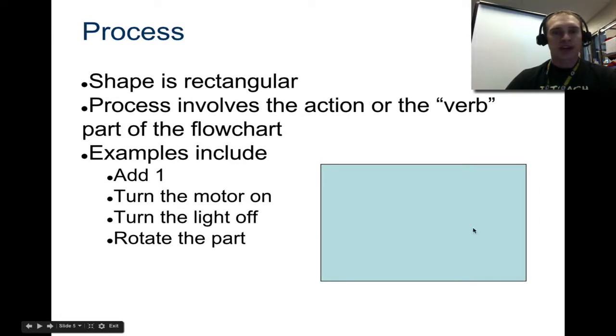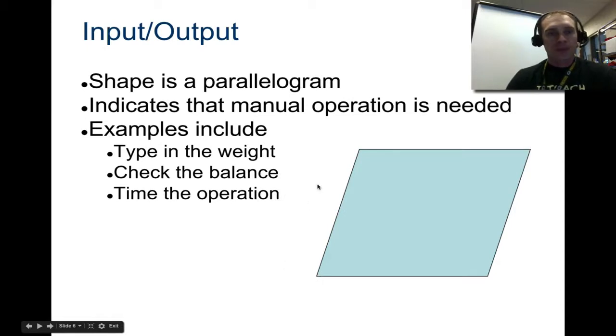The process is rectangular. This involves the action or verb. So if you're going to do something, add a value, turn something on, turn something off, rotate it, that's when you're going to use the rectangle. Most of yours will probably be rectangles, the things that you do. The input-output, if you're going to tell the user to input a weight or type in a number, then you're going to have this.